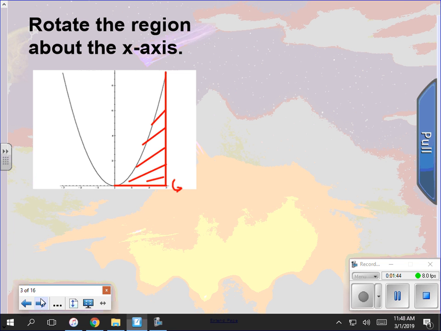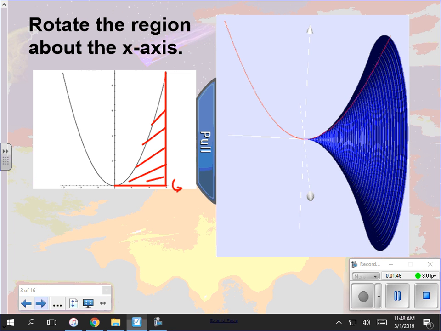thus creating that object. That's the idea. What is the volume of that object that I just created? That's what we're looking for here. Okay? I take that, spin around the x-axis, that's the volume you get. Whatever the object you get, we want to find that volume.